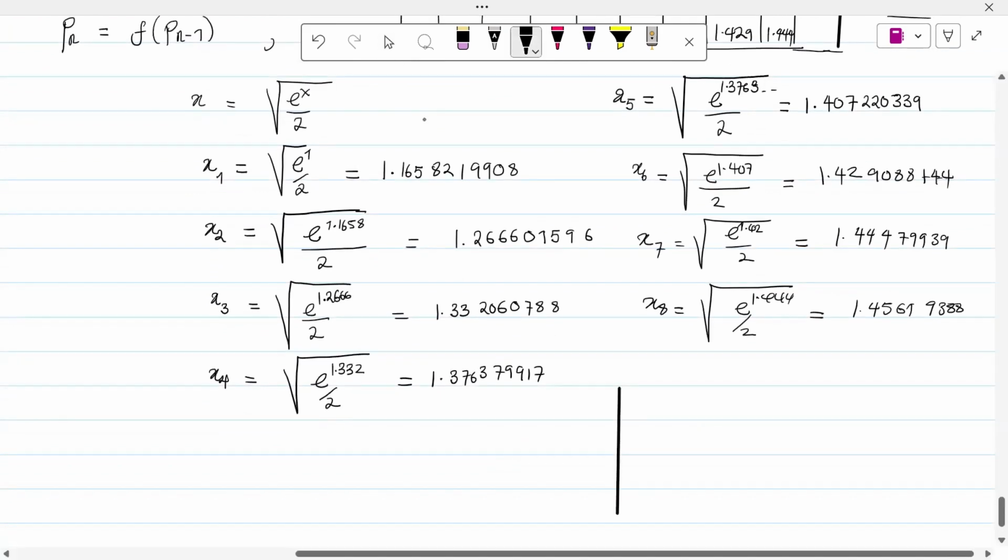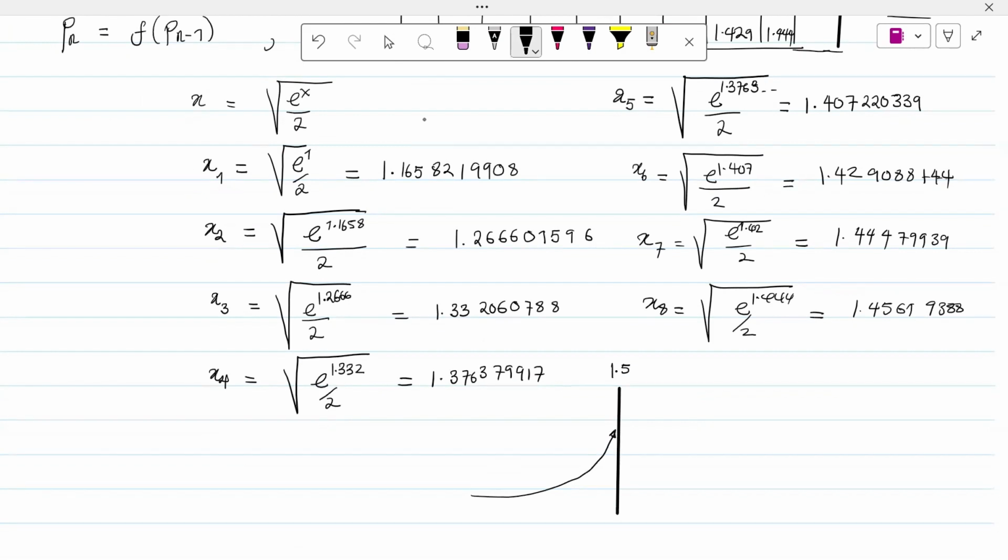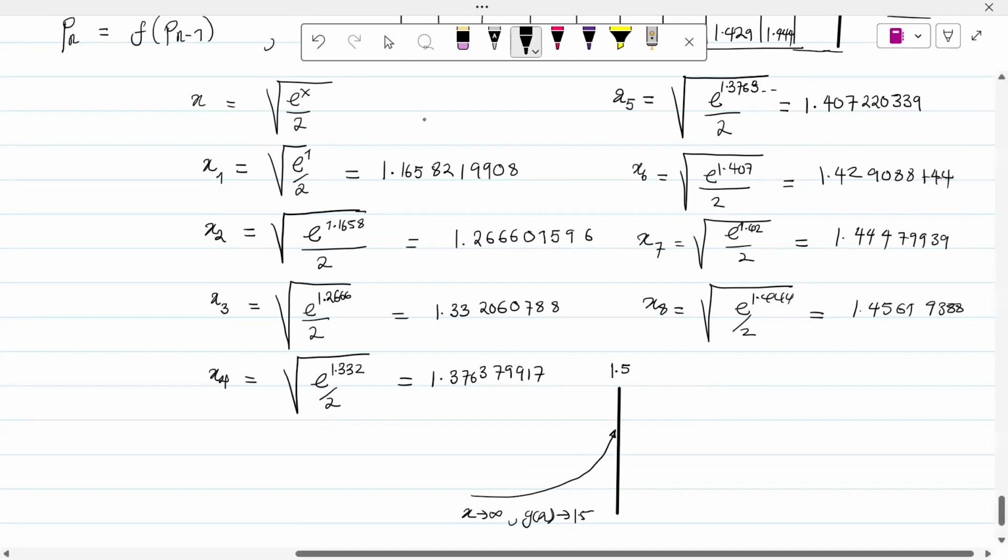Look at this, okay? You have 1.5 here. So we have approached it starting from the smaller values of x, and you can see that we're approaching 1.5, okay? As x goes to infinity, as you increase the value of x, g of x approaches what? 1.5, okay? That function approaches 1.5 as you're increasing the value of x from this side. Now, what if we approach it from this side?